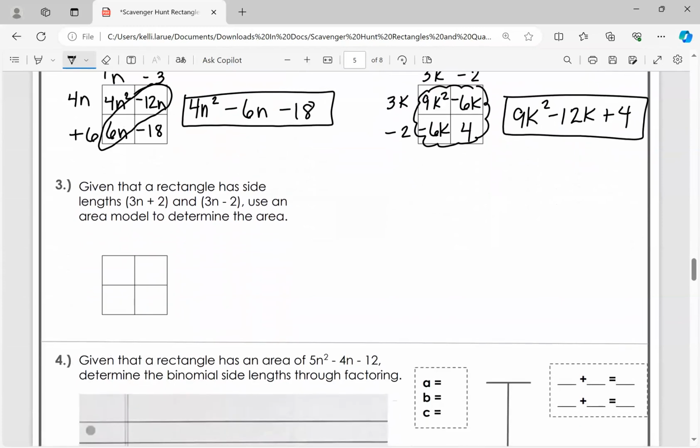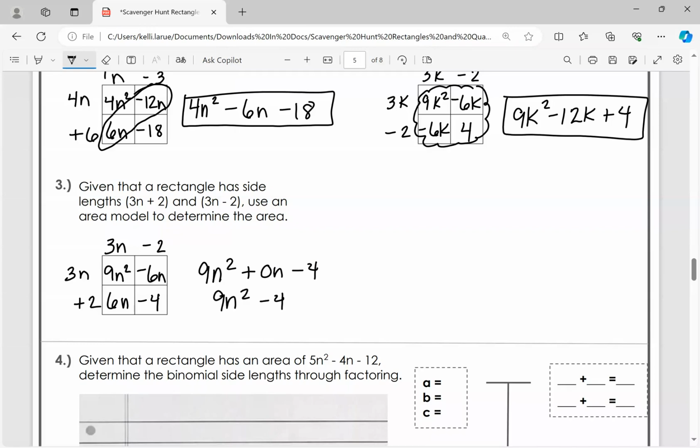Okay, number 3. Here we have a rectangle with side lengths 3n plus 2 and 3n minus 2. Okay, let's go ahead and figure out the total area. 3 times 3 is 9. N times n is n squared. 3n times negative 2. Well, 3 times negative 2 is negative 6. And we have n. Then we have 3n times positive 2, which is 6n, and positive 2 times negative 2, which is negative 4. Combining our like terms, we find that the area is 9n squared plus 0n minus 4, which is technically 9n squared minus 4.